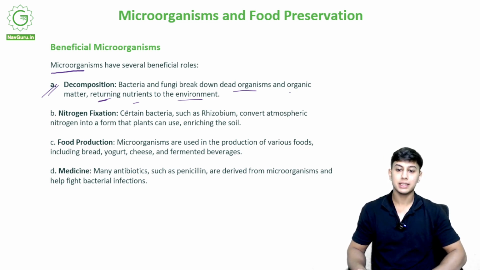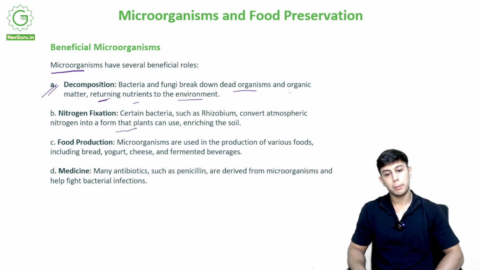This role is played by the microorganisms. So the next part is nitrogen fixation. What is nitrogen fixation? Certain bacteria such as rhizobium, I told you rhizobium, convert atmospheric nitrogen into a form that plants can use, enriching the soil. What happens is, there is a lot of nitrogen present in the atmosphere, 71%, mostly it is nitrogen, okay. So some bacteria has this property, it is present in the roots, that it will take that nitrogen, okay, and it will convert it in a form that the plant can use, so this bacteria is rhizobium.